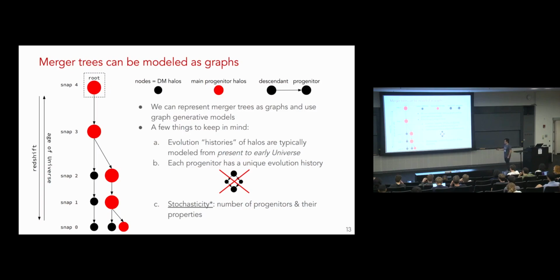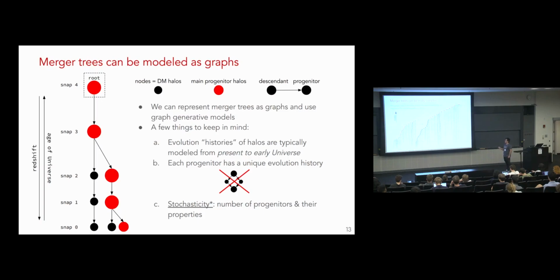And the second thing is the number of progenitors. At every snapshot, the number of progenitors and the properties of the progenitors you can somewhat treat as a stochastic process, especially when you model everything from present day to early universe. And the reason I put the star on it is that if you have access to the initial conditions of the universe, then it's not really a stochastic process. But for intents and purposes, we treat it as stochastic here.